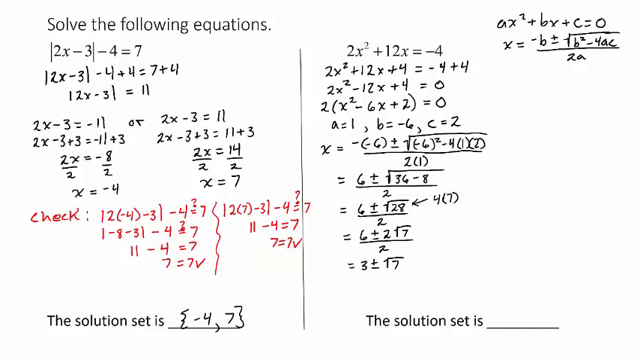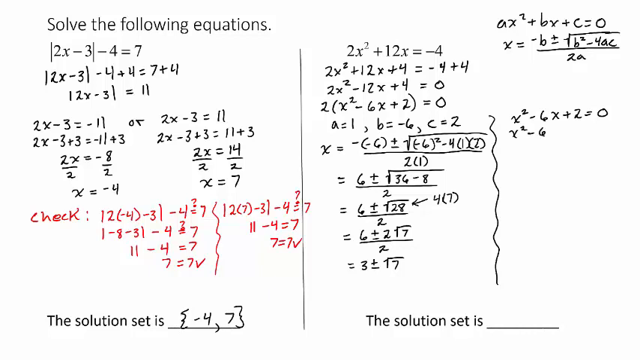I figure if we can do it with the quadratic formula and by completing the square and we get the same thing, chances are we know what we're doing, right? Okay, so let's try it. Let's try to do this by completing the square. So I've got x squared minus 6x plus 2 equal to 0. Okay, to complete the square, I want to get x squared minus 6x by itself.